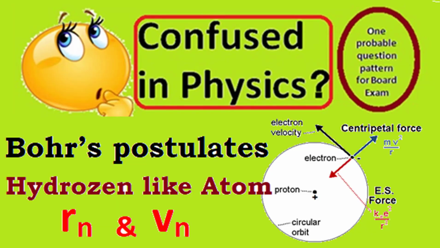We hope this beautiful learning video has solved one of the probable board examination questions which you may face, and now you understand what the Bohr postulates are for a hydrogen-like atom, and you can also derive the expression for the radius of the nth orbit or the velocity of an electron in the nth orbit for a hydrogen-like atom.